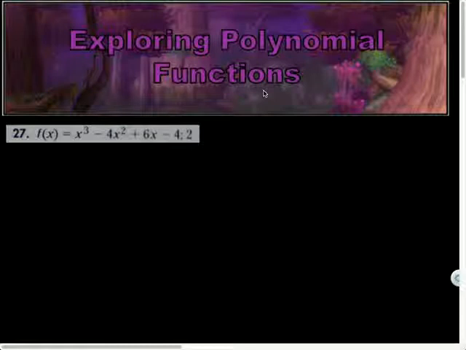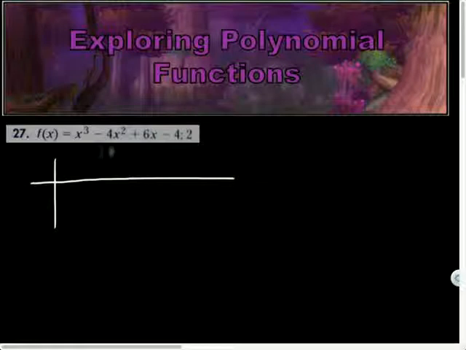We're talking about roots and zeros. And here is problem 27. It says, given a function and one of its zeros, find all the zeros of the function. So I'm going to set up my little chart here, and I'm going to crank through this. This is going to be nice.